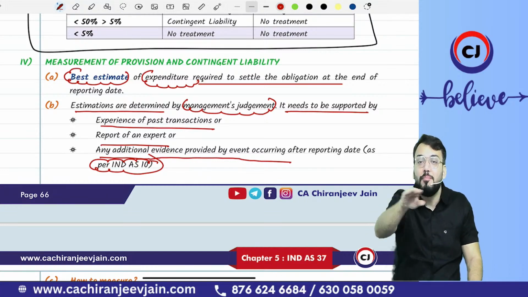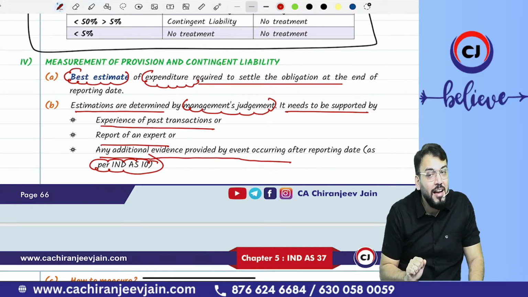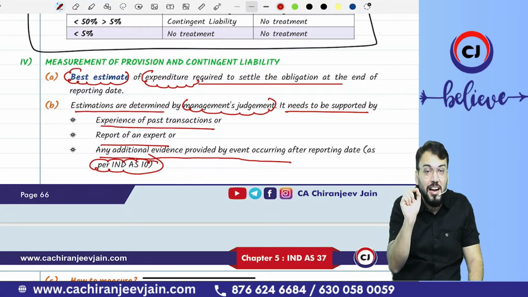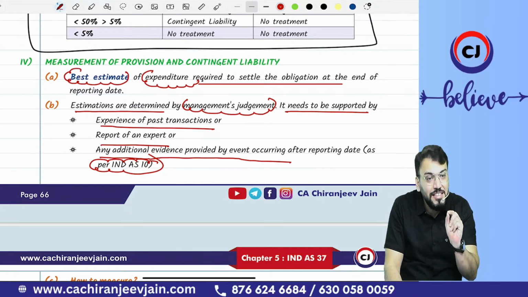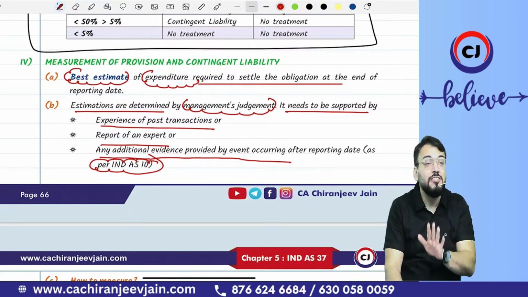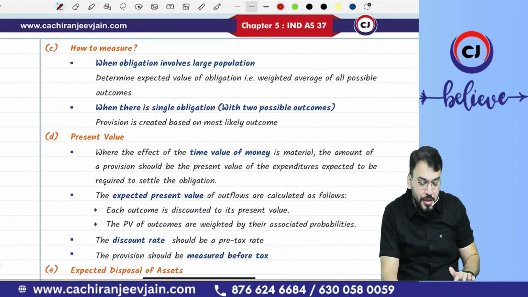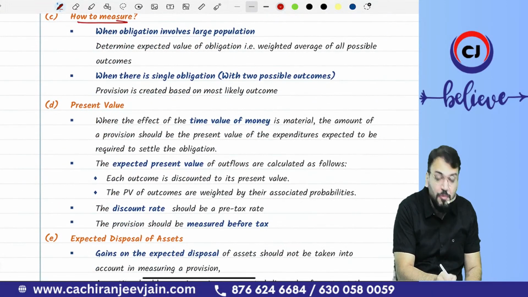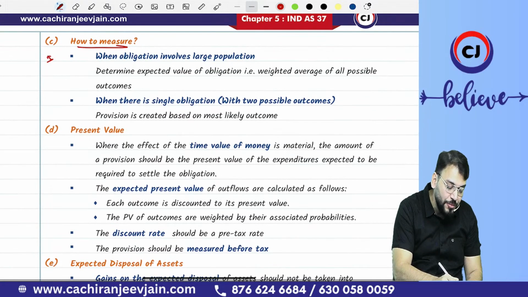So I will calculate the number of students, multiply by 2.5%, multiply by fees, that will become the amount of provision, but this is an undiscounted amount. If the time value of money matters here, we need to also discount it. I hope you have understood. So this is based on past experience, but how to measure, that will be one question. How to measure, this is important from the examination point of view.